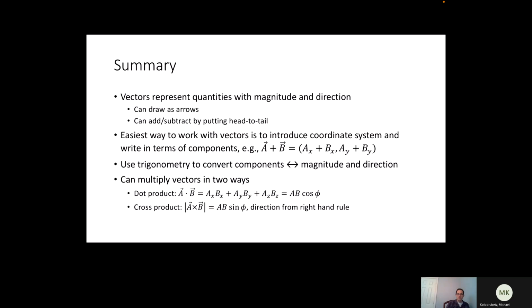In class, we're going to do a lot of examples, practicing adding, pictorially, in terms of components, doing all that trig. I'd say the thing that you want to get the most practice on is really all this trig, because we'll use that throughout the class. And then we'll get a couple of practice problems on dot products and cross products.